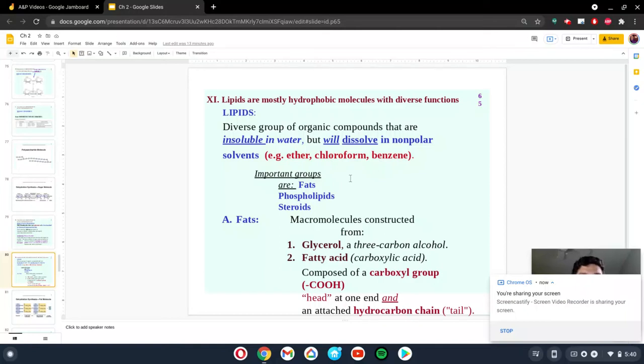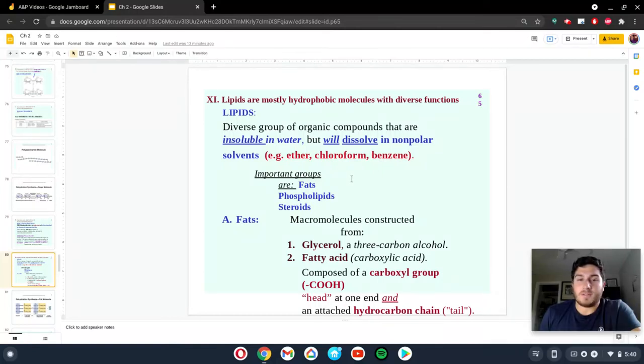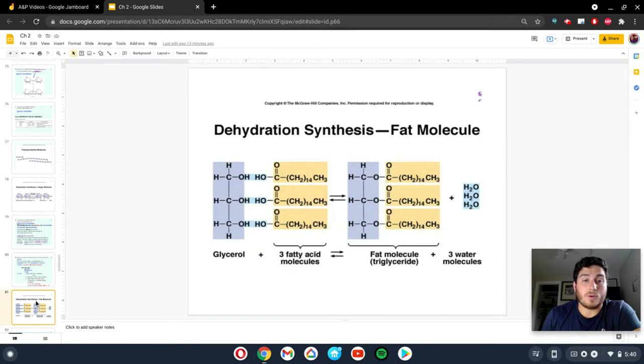All right, everybody. So let's talk about lipids in a little more detail. So fats, what are they? What are they made of? These macromolecules are made from a couple of things. First off, they are made of glycerol, which is a three-carbon alcohol, and also something called a fatty acid. All right. And these are also hydrocarbons, meaning, as you can see here, they are made of hydrogen, oxygen, and carbon, just like carbohydrates are.